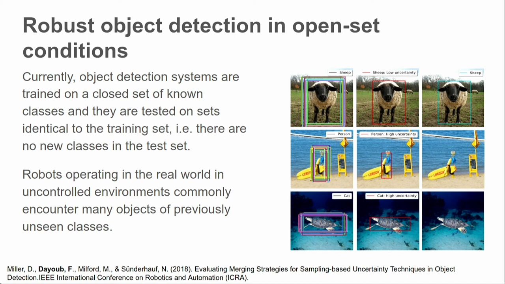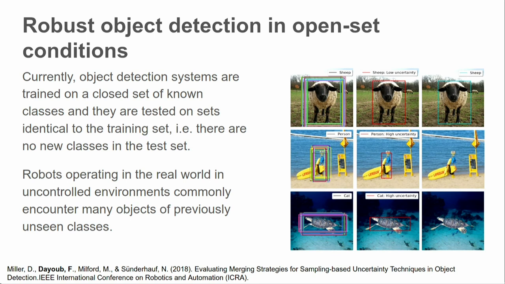This is one paper we published in 2018 about how to get better spatial uncertainty from object detection. The idea here is you detect an object, but you might be uncertain about where it is in the image. That's spatial uncertainty, and you can be uncertain about its label, that's semantic uncertainty. And the paper, if you want to check it, is down on the slide.